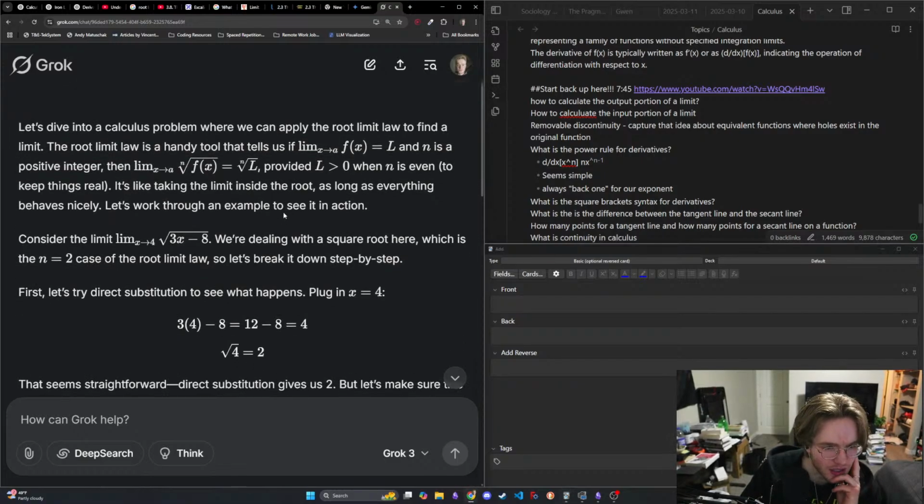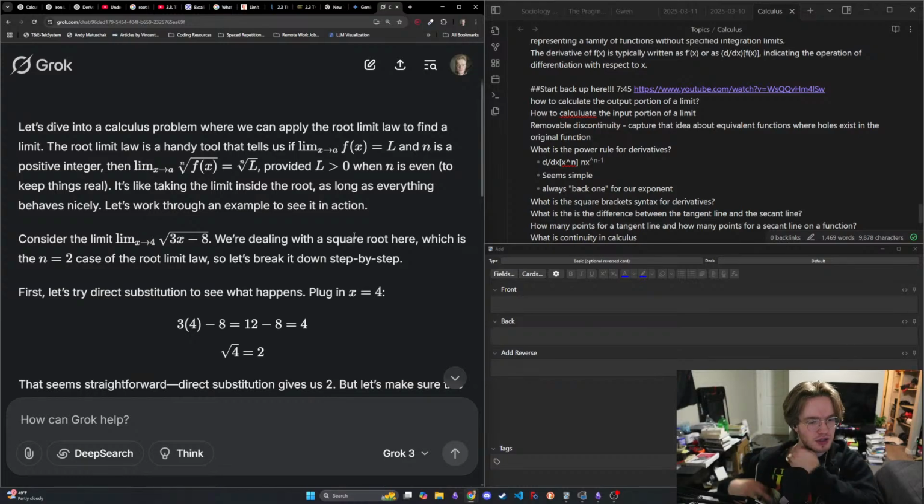The root limit law is a handy tool that tells us if limit x as x approaches a, f of x equals L, and n is a positive integer, then limit of x approaching a squared, or cut the n, square root f of x equals n square root L, provided L is greater than 0 when n is even, to keep things real. It's like taking the limit inside the root as long as everything behaves nicely.